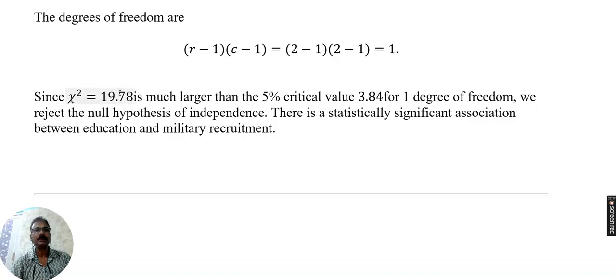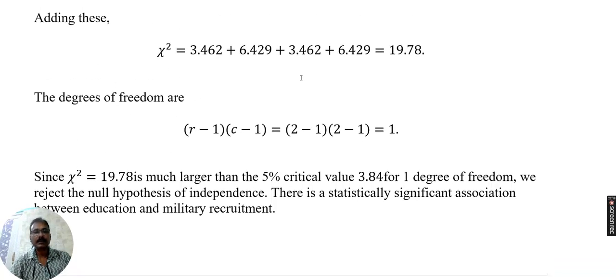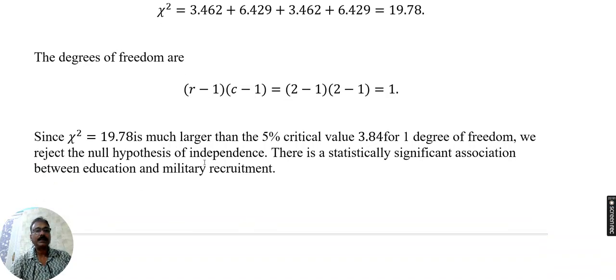If you see any chi-square table, chi-square values are given and the degrees of freedom are also given. From the table value you can calculate the probability or p value for this chi-square value with degrees of freedom 1. Since the chi-square value 19.78 is much larger than the 5% critical value, which is given in the table, you can check it by searching Google for a chi-square table. The critical value is 3.84 for 1 degree of freedom, so we can reject the null hypothesis of independence.